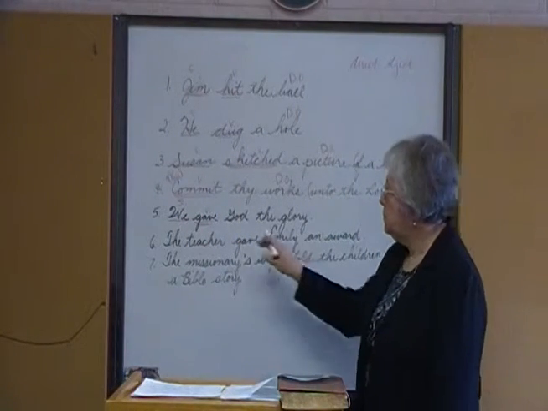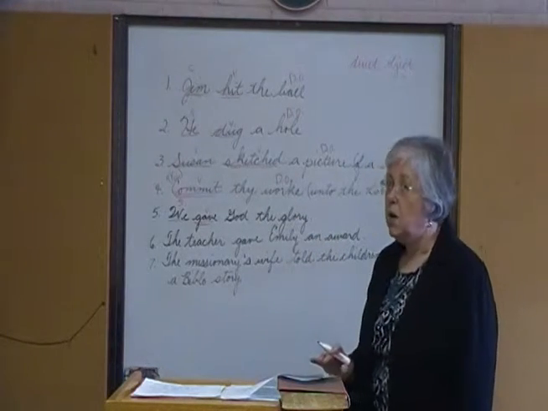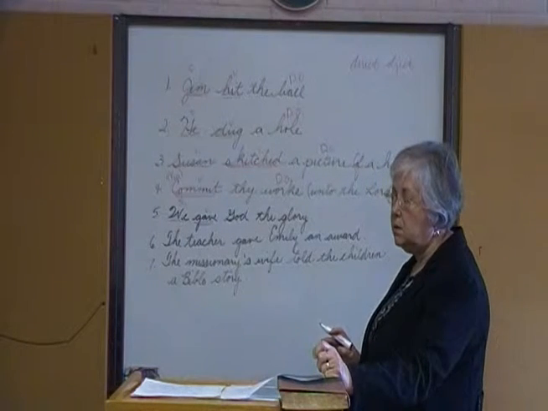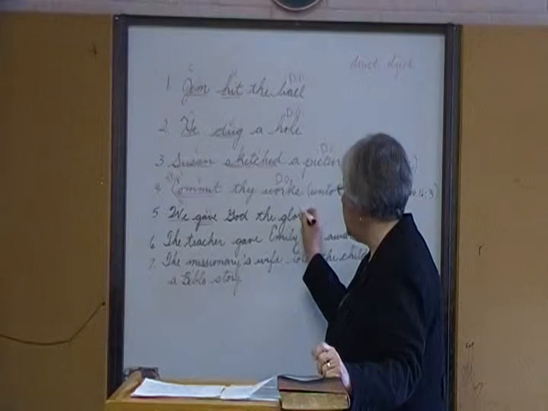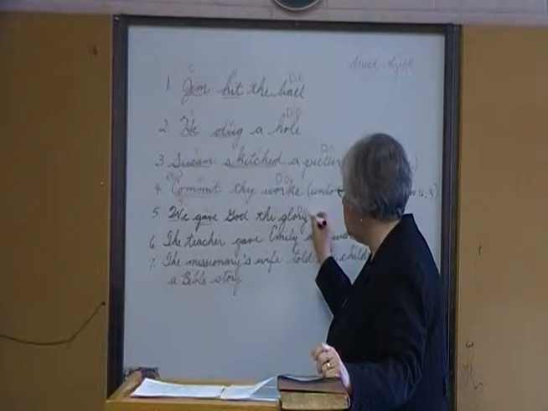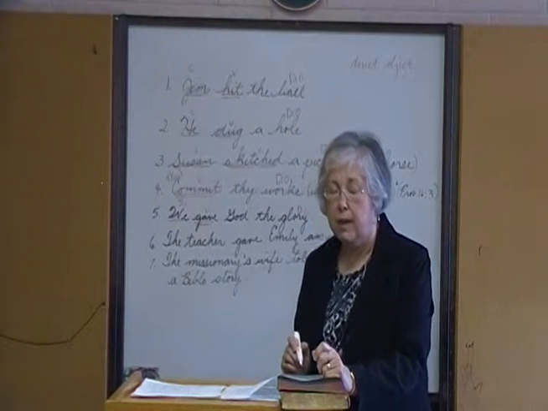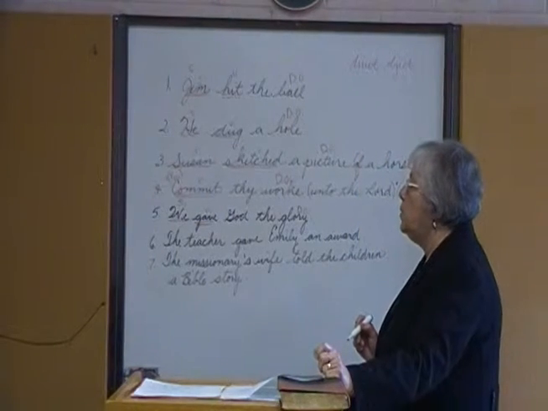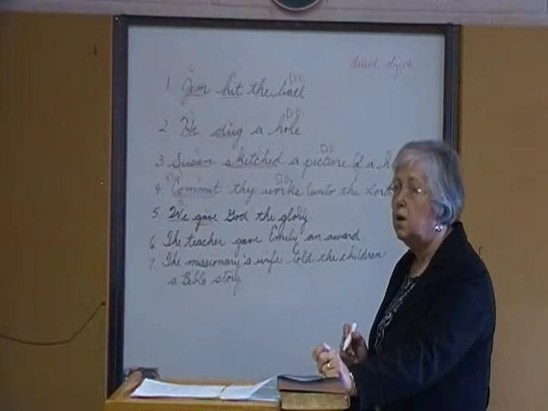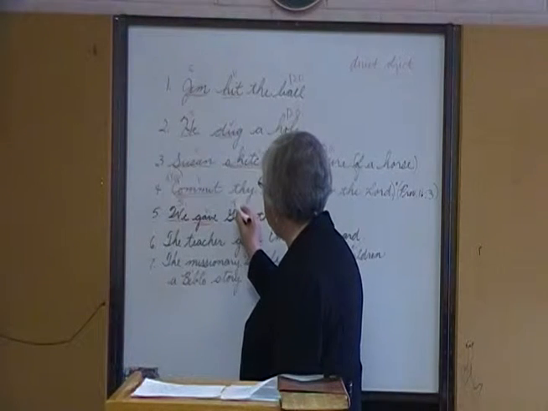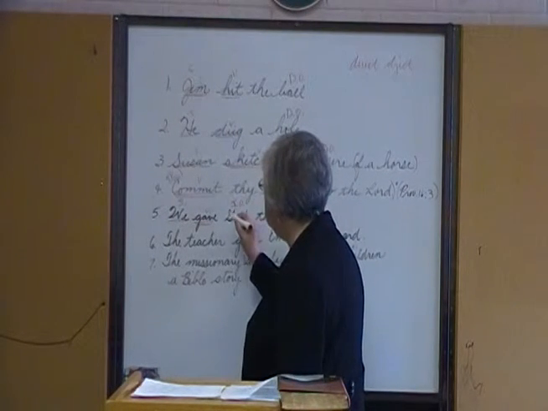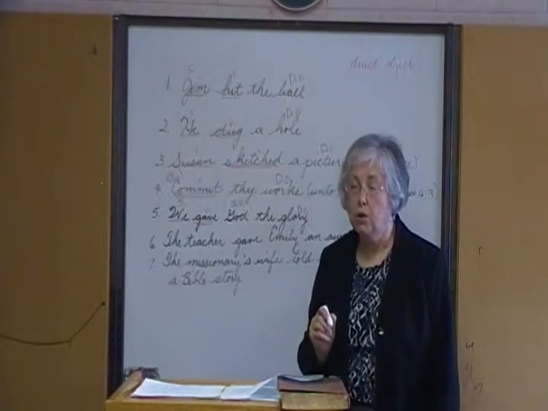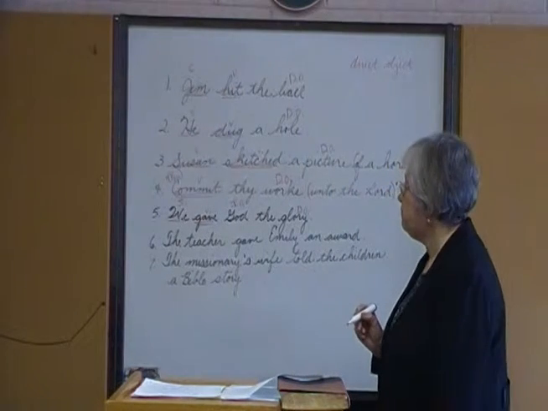Now, be careful. Let's find the direct object first. We gave whom or what? We gave glory. Glory is the direct object. Indirect object answers the question, to whom, for whom, to what, for what. We gave to whom? God. God is what we call the indirect object. Indirect objects answer to whom, for whom, after the action verb, or to what, or for what, or for whom.